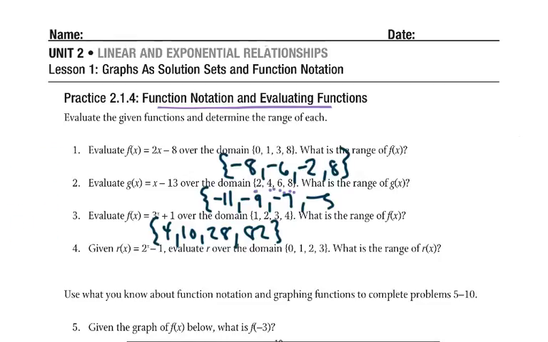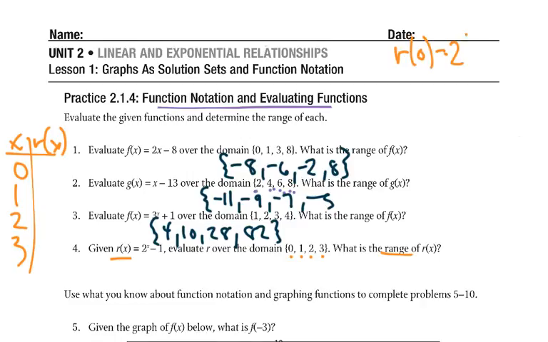Okay, number 4, same idea. We've got r of x, we've got x and r of x. Okay, it is 2 to the x minus 1. We've got 0, 1, 2, 3 for our inputs. Okay, and we want to find the range, we want to find our outputs. So r of 0 would equal 2 to the 0 minus 1. Now, anything to the 0 power actually equals 1. Kind of a weird idea, but it's a rule. So we get 1 minus 1, which is 0. So r of 0 equals 0. So if I graph that, it would be at 0, 0.